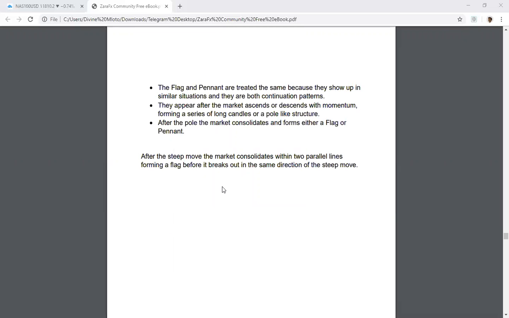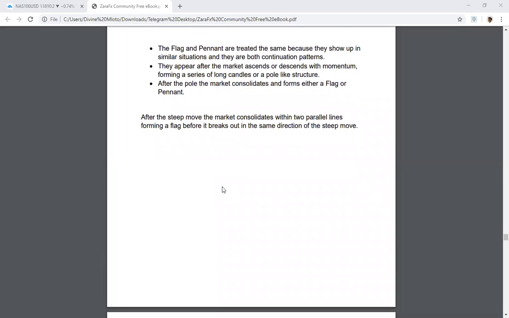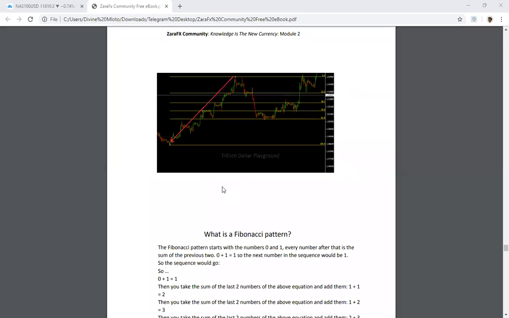The flag and the pennant are treated the same because they show up in similar situations and they are both continuation patterns. They appear after a market ascends or descends with momentum, forming a series of long candles or a pole-like structure. After the pole, the market consolidates and forms either a flag or pennant. After the steep move, the market consolidates with parallel lines forming a flag before it breaks out in the same direction of the steep move. So kind of like this.